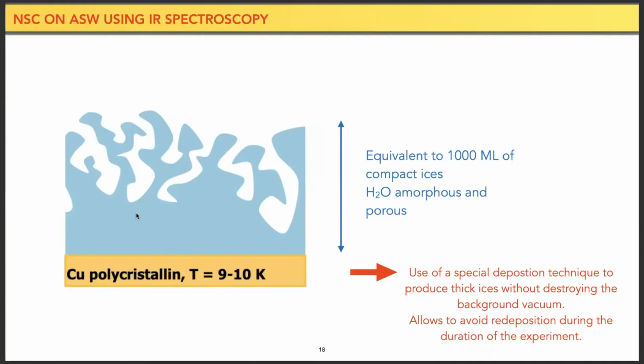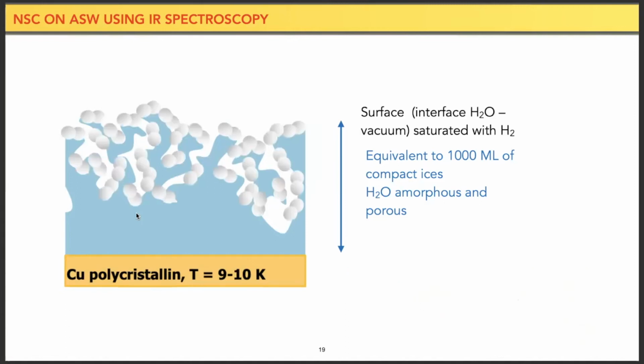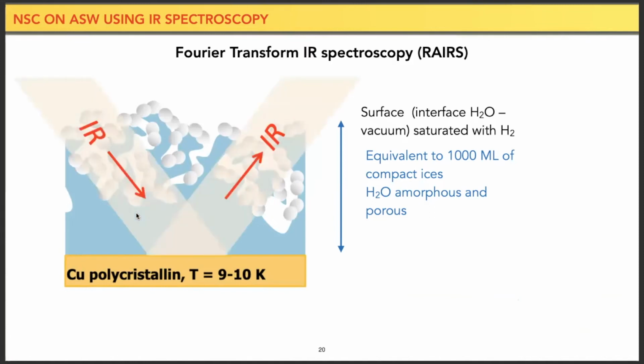The experiment consists of growing an ice of 1,000 layers of amorphous solid water on a substrate at 10 Kelvin. The special deposition technique allows us not to destroy the background vacuum and to avoid redeposition during the duration of the experiment. On these ices, we saturate the surface with H2, and then we can probe the ice by infrared spectroscopy.